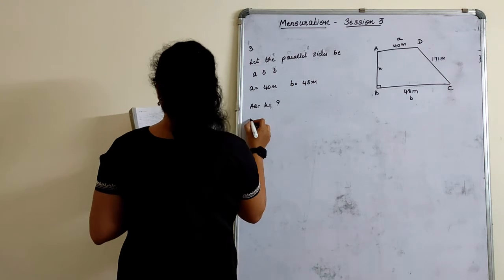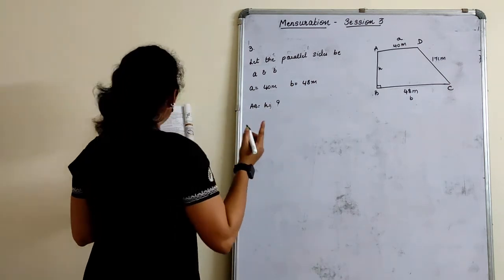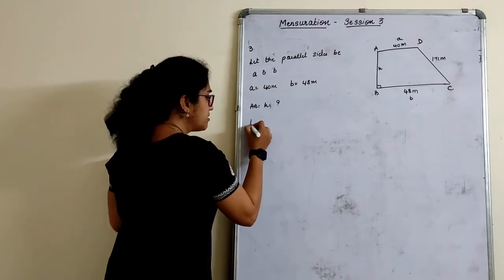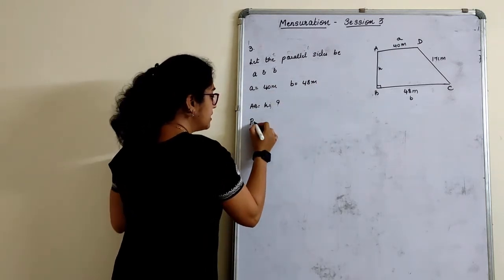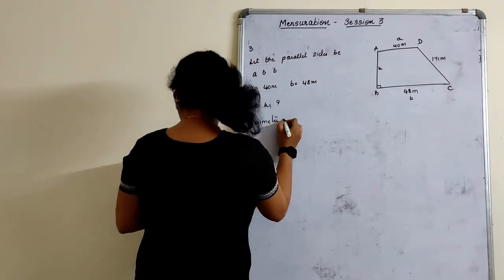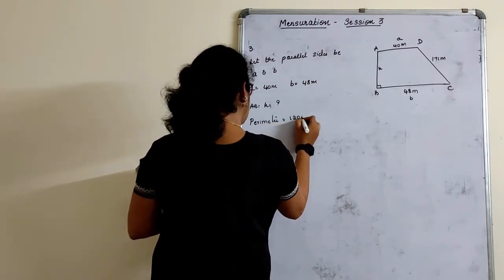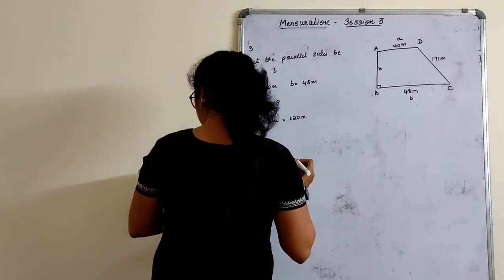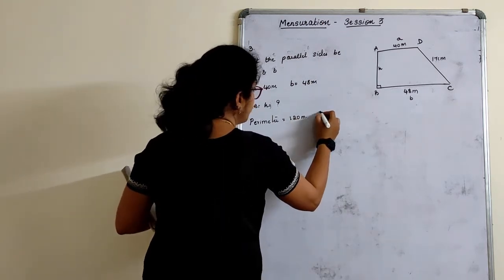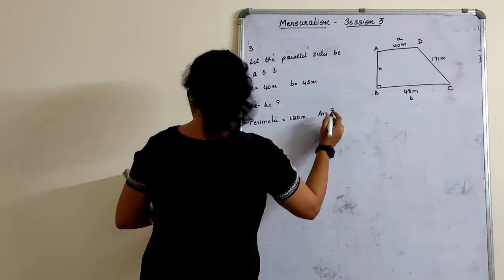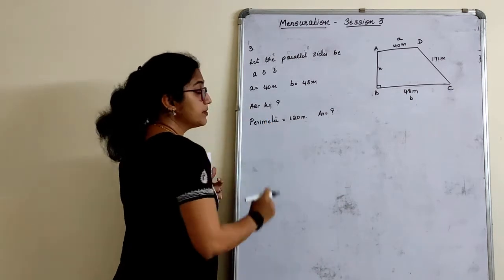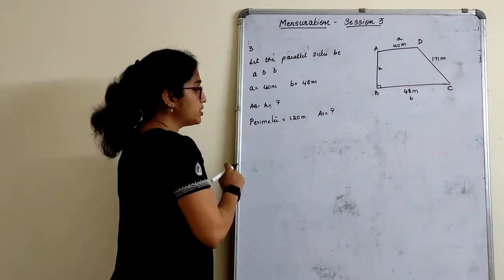Apart from that, they have also given that the length of the fence of a trapezium field is 120. Length of the fence is nothing but fencing is 4 sides. So perimeter is 120 meter. What we have to find? We have to find AB, the perpendicular side. Find the area of the field. Find AB, the perpendicular side parallel to sides AD and BC, right? To find AB, it's very simple.